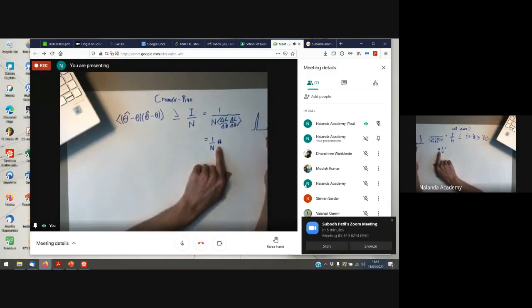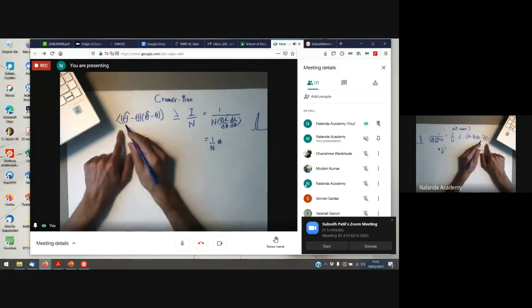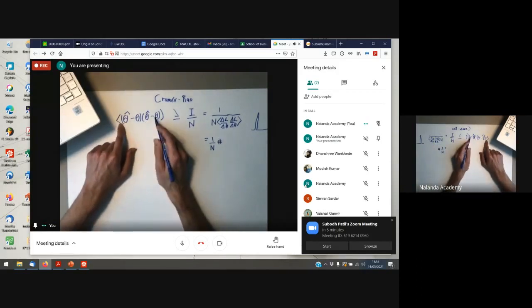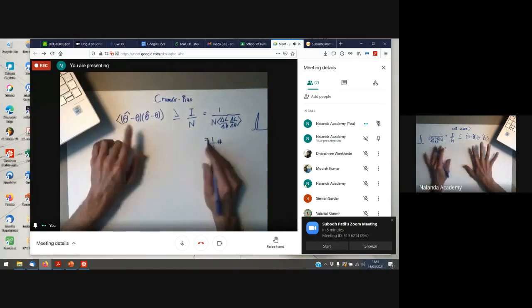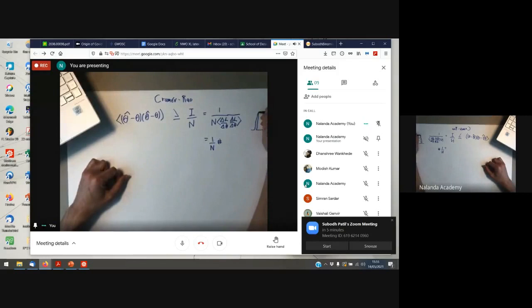If the likelihood is very sharply peaked, this number is very, very small. And so your variance, the fluctuations in your estimator as you take more and more samples, is small. That means you can be more and more sure that what you're seeing is close to the true value.